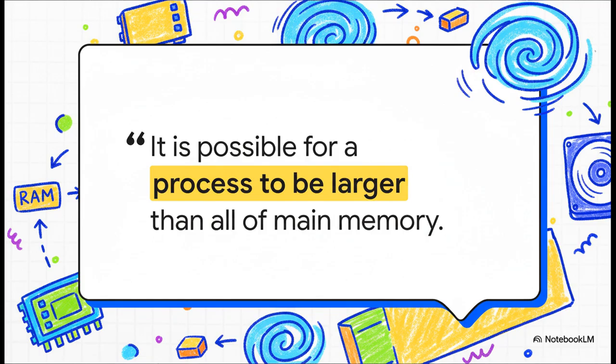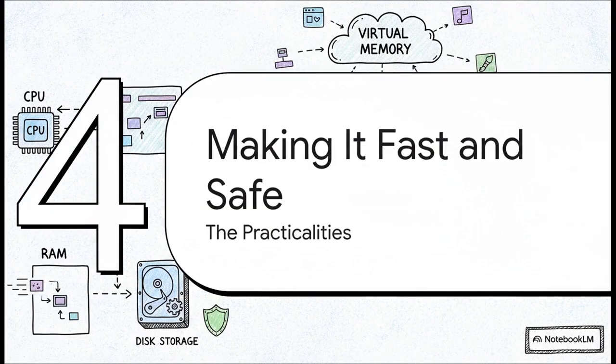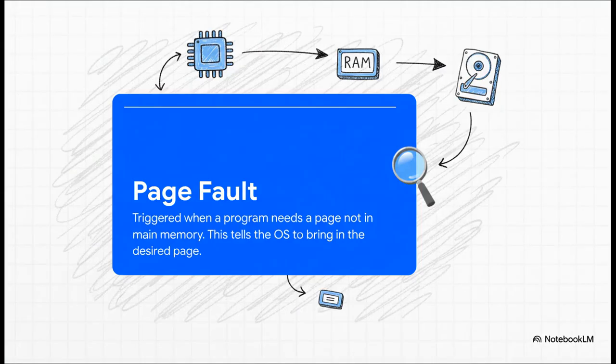For the first time, a program could actually be larger than the computer's entire physical memory. So, okay, the idea is absolutely brilliant, but how do you actually make it work in the real world? How do you make it fast enough to be useful and safe enough to be stable? The first piece of this puzzle is something called a page fault.